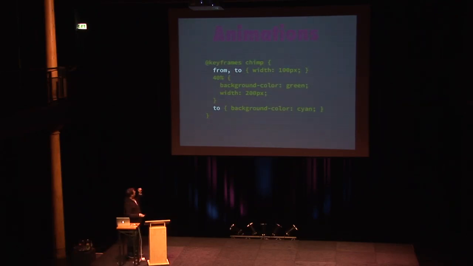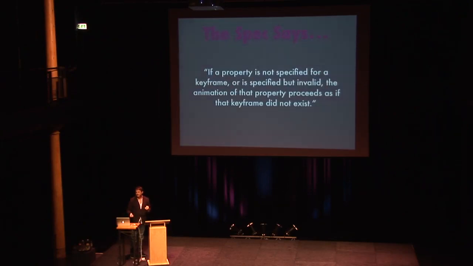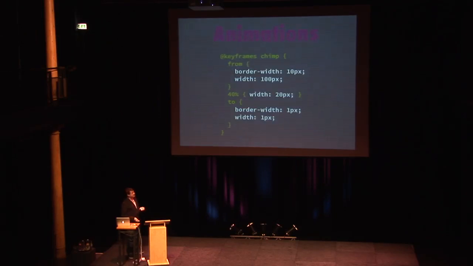What happens if you specify something in the first keyframe and not in the last one? Well, the spec says if a property is not specified for a keyframe, or is specified but invalid, the animation of that property proceeds as if that keyframe did not exist. So if I specify border width 10 in the from frame and border width 1 in the to frame, but nothing in the middle, it will just transition across the whole thing. And that's not the way it used to work. Certainly when Firefox first implemented it, if you didn't include it, it would reset the whole property back to its default value. So that's fixed. You can transition things across the whole animation, and you don't have to specify them in every single keyframe. Again, don't repeat yourself.